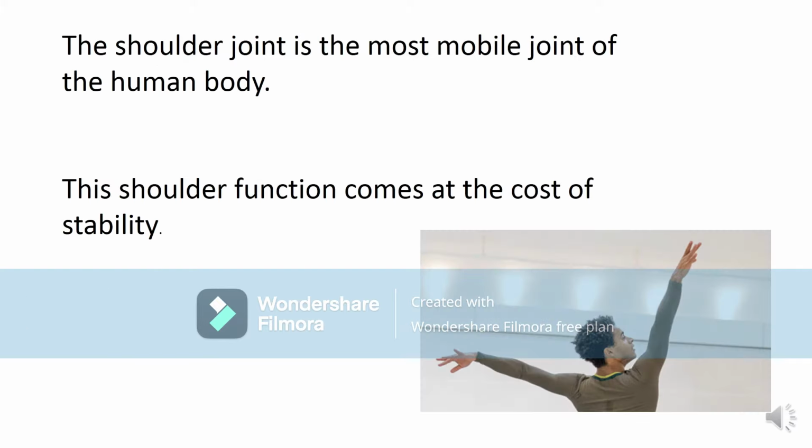The shoulder joint is known as the most mobile joint of the human body. This provides a wide range of motion and allows for numerous functions, but it comes at the cost of stability, which leads to shoulder dislocation being a frequent problem in the shoulder joint.